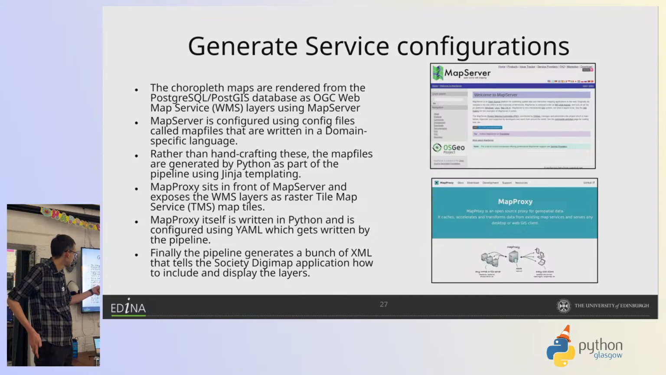But MapProxy is configured using YAML, and YAML and Python go together nicely, so that's quite easy to generate. And lastly, the digital application I'm showing you itself, the Java app, has a massive big XML file. So again, we use templating to write that.